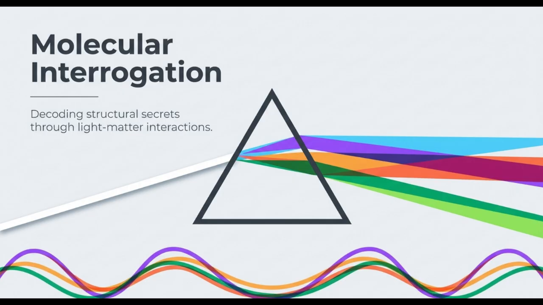We now move to spectroscopy, which we can think of as molecular interrogation, decoding structural secrets through light-matter interactions. Where chromatography separates mixtures, spectroscopy identifies individual compounds by their interaction with electromagnetic radiation. Spectroscopy tells us about the bonds present, the functional groups, the electronic environment, and even the three-dimensional conformation of a molecule. It is like giving each molecule a unique fingerprint based on how it absorbs or emits light.